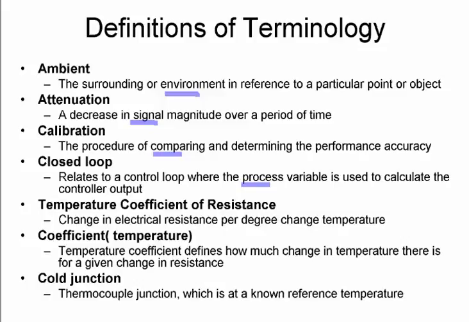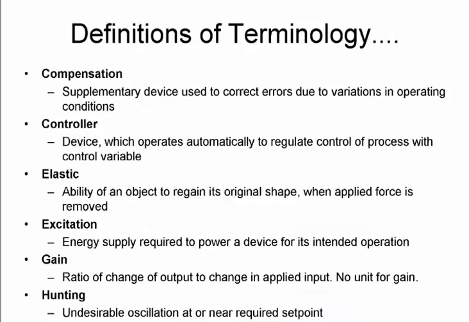Temperature coefficient of resistance, that's the change in electrical resistance per degree change in temperature. The temperature coefficient defines how much change in resistance there is for a given change in temperature. Cold junction is what's referred to as a thermocouple junction, which is also known as the reference temperature. Then we have compensation, a supplementary device used to correct errors due to variations in your operating condition. So you have to compensate for that.